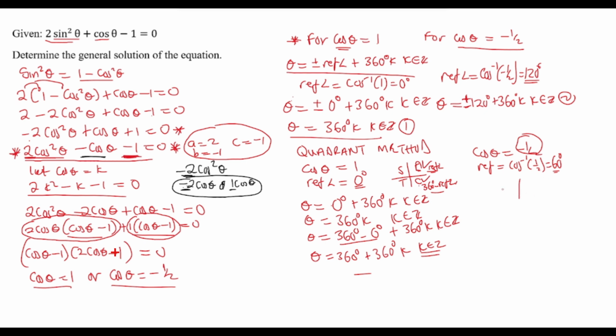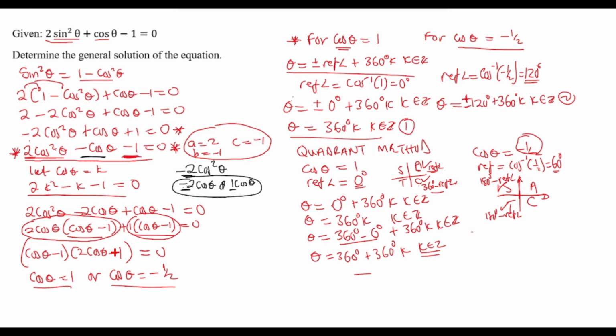So we have the quadrants CAST diagram. Where is cos negative? Cos is negative in the second and third quadrant. Then second quadrant will be 180 degrees minus our acute angle, in this case reference angle. And then third quadrant is 180 degrees plus the acute angle, in this case reference angle. Okay, so we have quadrant 2 and quadrant 3.